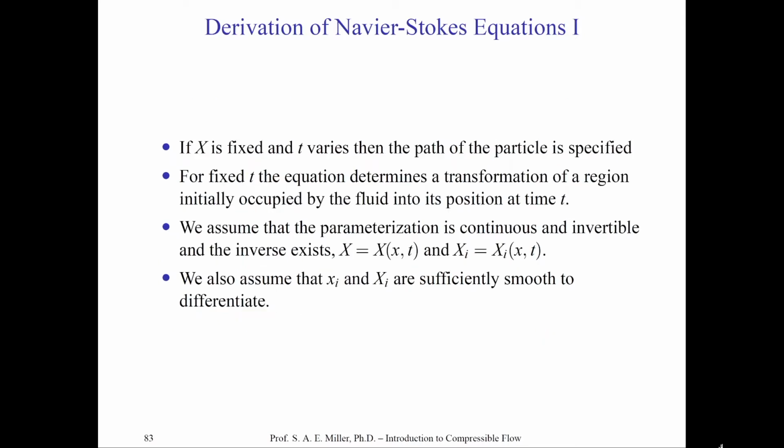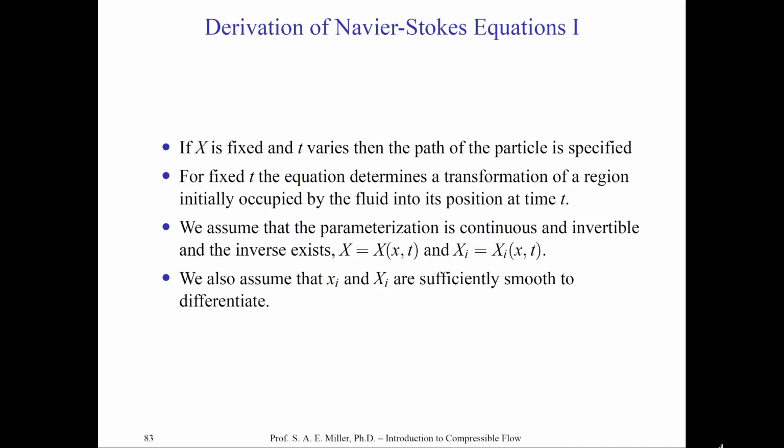Now let's imagine that if capital X, that's the final position, is fixed and t varies, then the path of the fluid element or parcel must be specified in some mathematical way that's deterministic. It could be chaotic, it could be viewed as random, but it's certainly a deterministic set of equations, this deformation in Euclidean space. So for some fixed time t, the equations that we might derive must determine a transformation of one particular region of space-time, initially occupied by a fluid parcel, into its new position at a later time t.